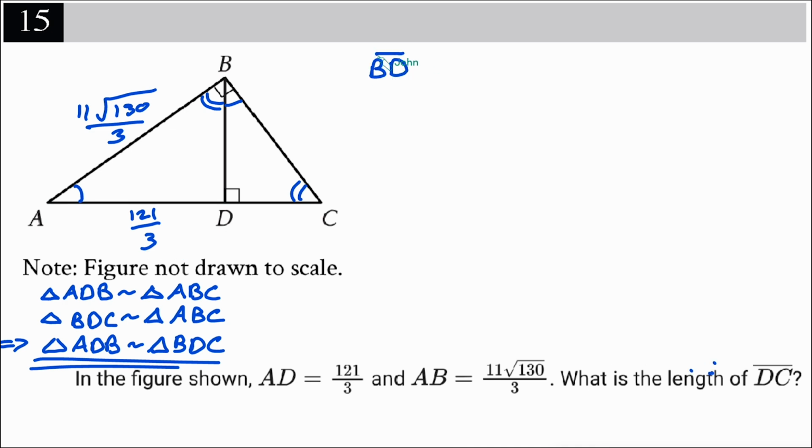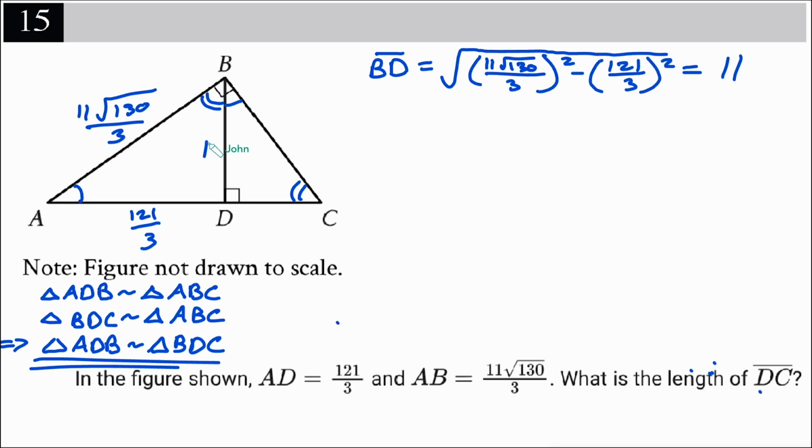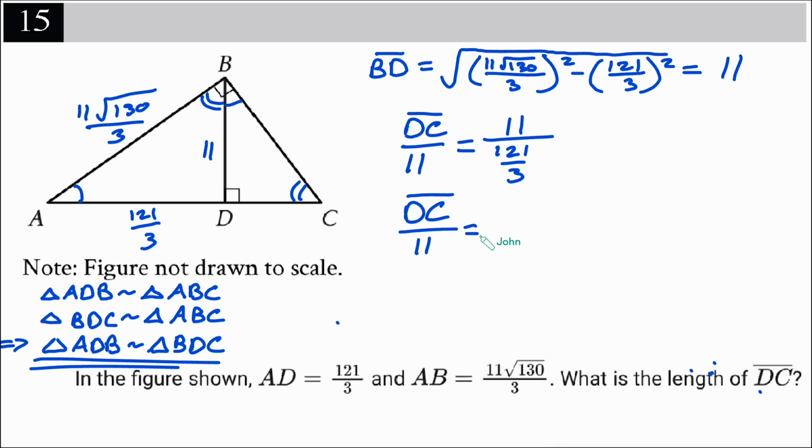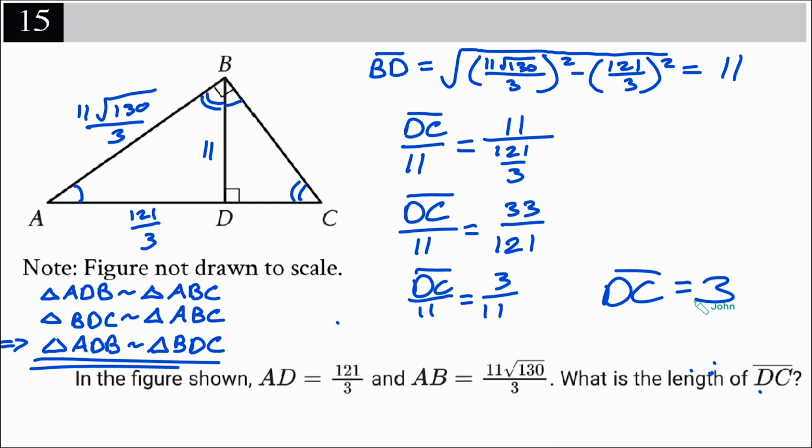AD and AB are given. Using the Pythagorean theorem in a calculator, we can get BD, that's 11. So now we're clear to set up our ratios. Again, triangles ADB and BDC are similar, which means that the ratio of the short leg to the long leg of each triangle must be the same. We can flip and multiply this denominator on the right to get 33 over 121, which reduces to 3 over 11, so DC is 3.